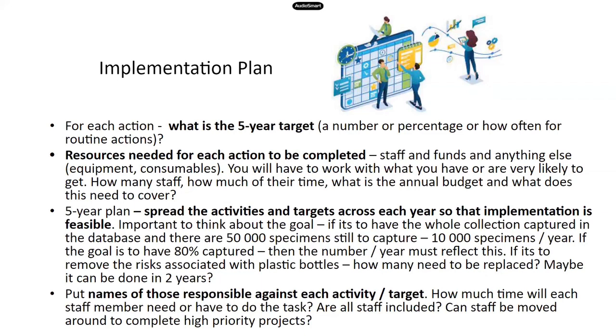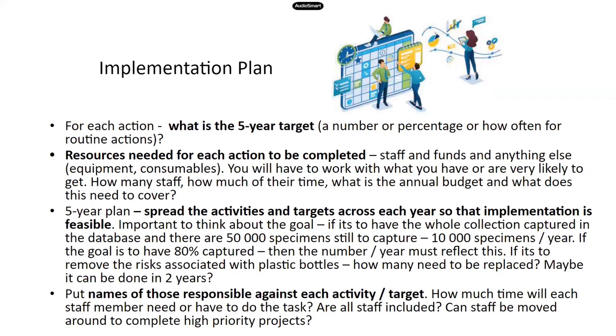You need to look at what you need for each action to be completed, the staff and the funds and anything else. And you have to work with what you've got or very likely to get. So there's no point in developing a plan that's so ambitious, but you'll never have enough staff or you'll never have enough money to implement it properly. And you've got to think, how much of people's time will it take? And how much annual budget do we get? And what does it need to cover? And then you've got to look at your 5-year plan and spread the activities and targets across each year so that implementation is feasible.